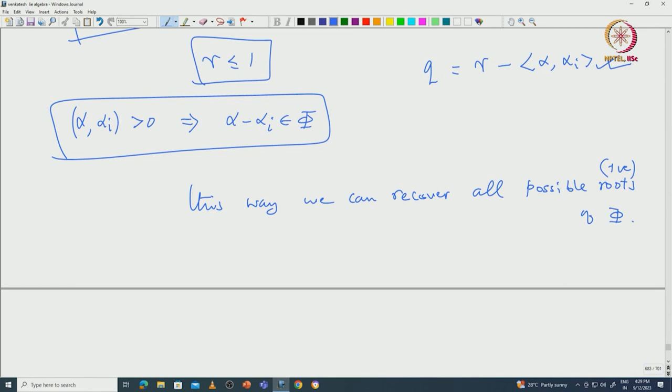For example, you can try to use it on the rank 2 case, or later maybe I will list all the Cartan matrices that are associated with the irreducible root systems. You can take rank 3 Cartan matrices, use this algorithm, and determine all possible roots. That way you can convince yourself that this algorithm works.